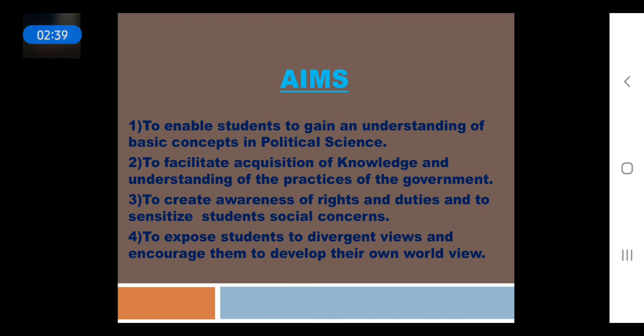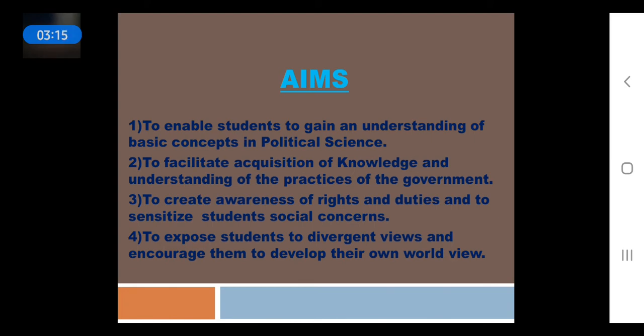You'll get to know what states are, how the government works, and what governments are. Such things you'll get to know in this subject. The next aim is to facilitate acquisition of knowledge and understanding of the practice of government. Next, to create awareness of rights and duties and to sensitize students to social concern. And the last one is to expose the students to divergent views and to encourage them in developing their own world view.